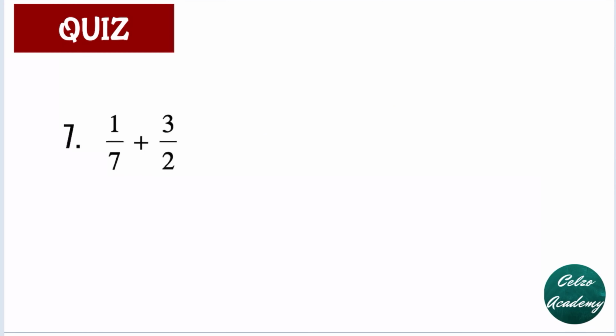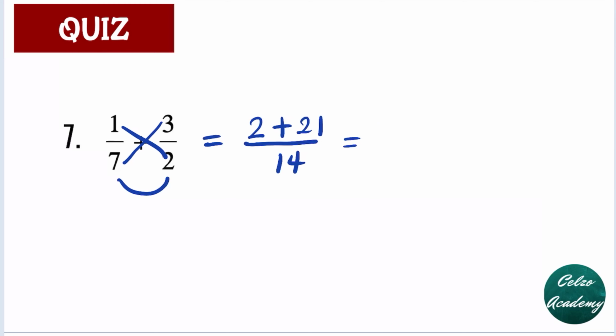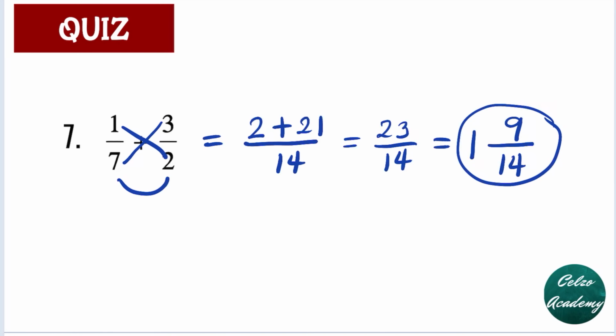Question number 7. 1/7 plus 3 over 2. For this problem, the denominator is the product of 7 and 2, which is 14. Now we need to multiply 1 and 2, which is 2, plus we multiply 3 and 7, which is 21. 2 plus 21 is 23 over 14. Now we can change this into a mixed number. 14 can go into 23 once, and 1 times 14 is 14, so there is a remainder of 9. So the answer is 1 and 9 over 14.